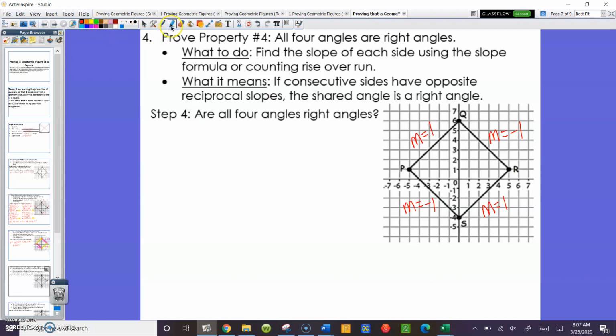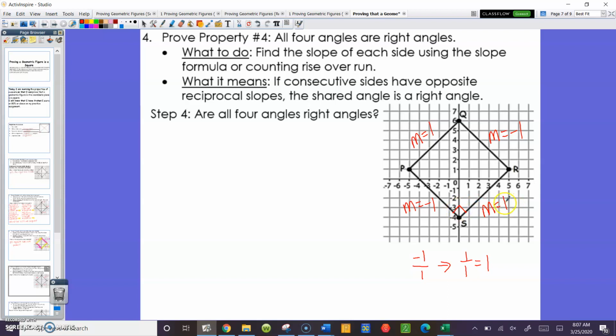So when we talk about consecutive sides, we're talking about sides that are right next to each other. So looking at PS and SR, these sides are right next to each other. Are their slopes opposite reciprocal? So let's look at negative 1. Negative 1 is the same as the fraction negative 1 over 1. What's the opposite reciprocal of that? Well, you change the sign and flip the fraction. So that's going to be a positive 1 over 1, which is just positive 1. So negative 1 is the opposite reciprocal of positive 1. So yes, that is a right angle.